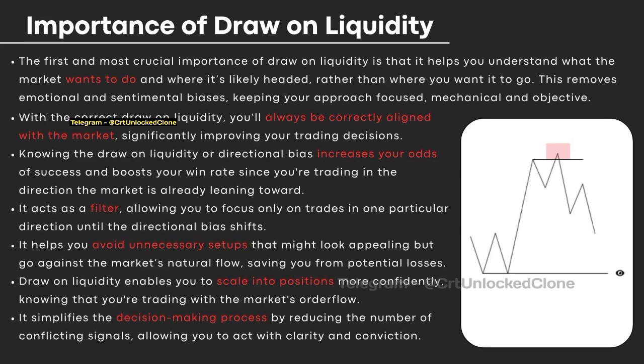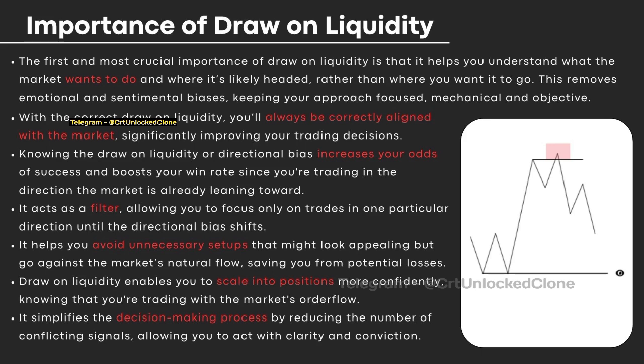If you know what the drawn liquidity is, you'd be able to easily align yourself with the market in that particular direction, and you'll make sure to only take entry setups or entry models that form or occur in the direction of the higher time frame drawn liquidity, right? Knowing the directional bias of the market increases your odds and chances of success, right? And boosts your win rate by a huge margin, because after all, you are trading in the direction that the market is already leaning towards, right? And you're not taking counter trades in the opposite direction, which significantly decreases the odds in your favor.